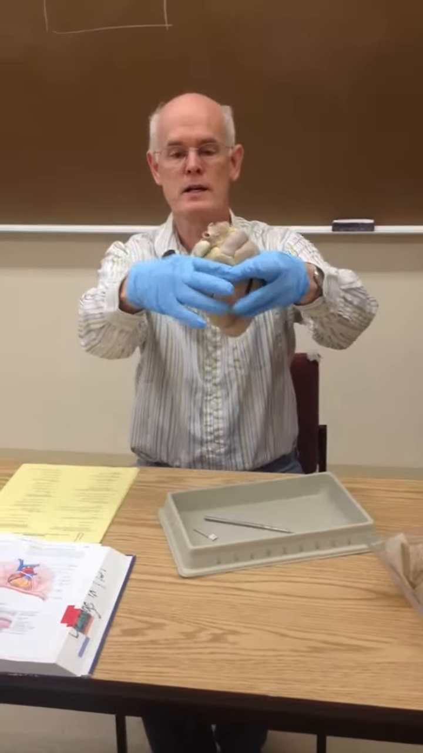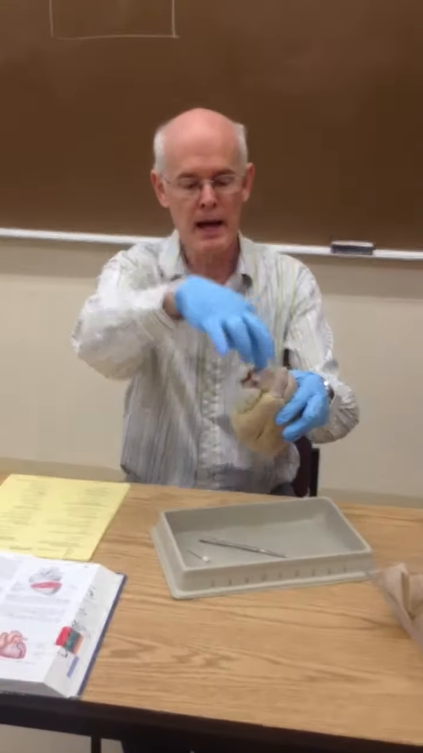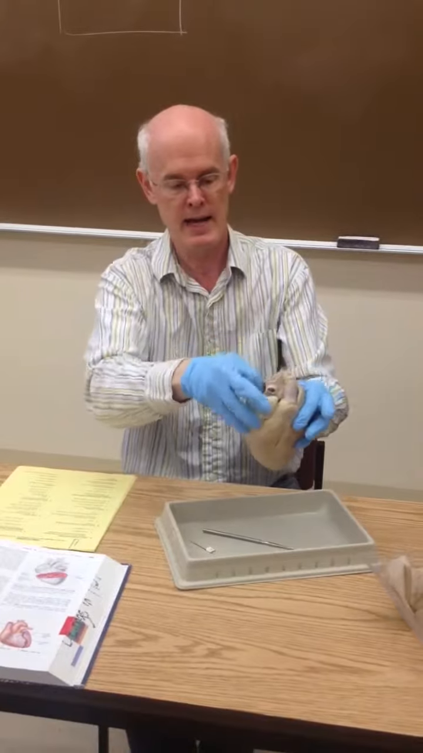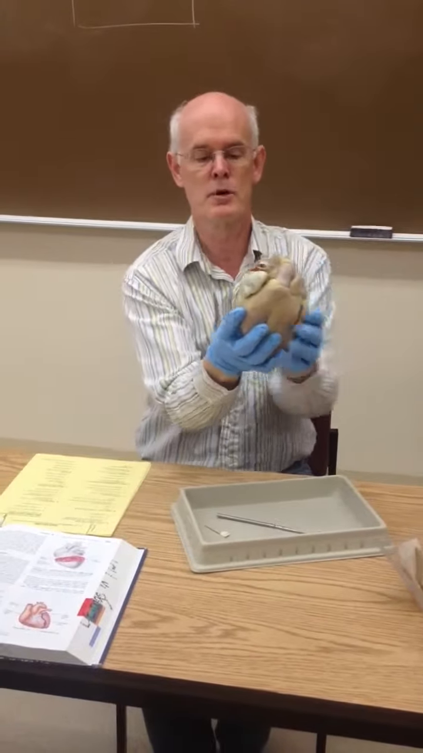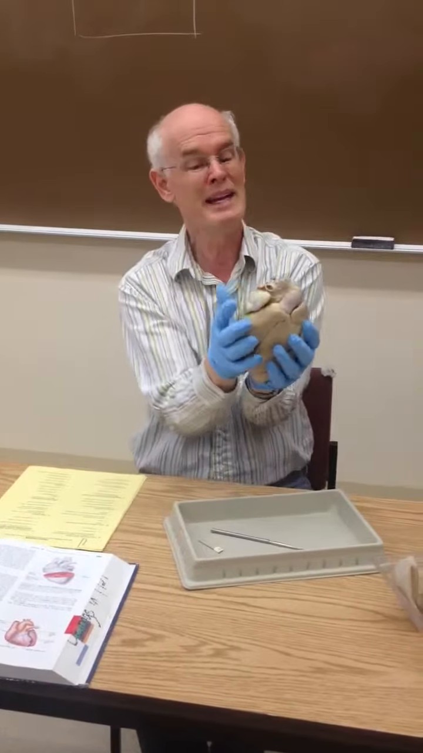We have 2 collecting chambers at the top. If I go over here, 2 chambers where the blood is flowing in, and then 2 chambers on the bottom for squeezing and pumping the blood out. Why do we need 2?